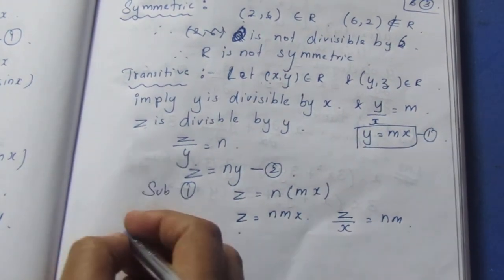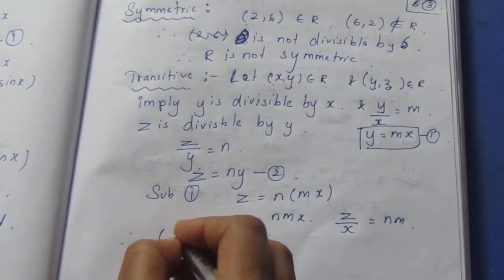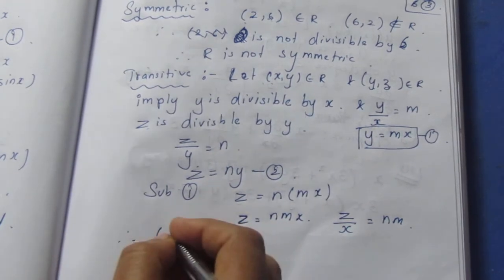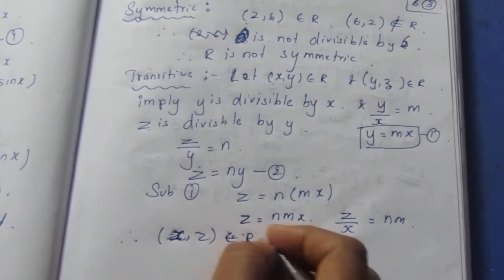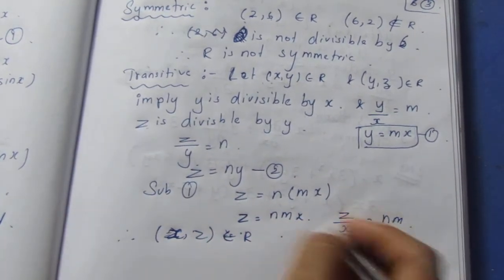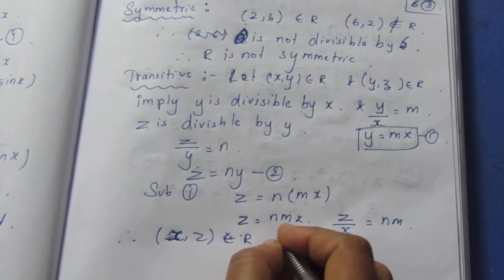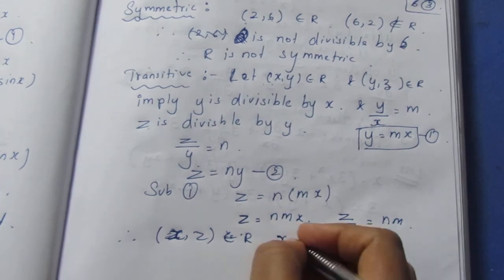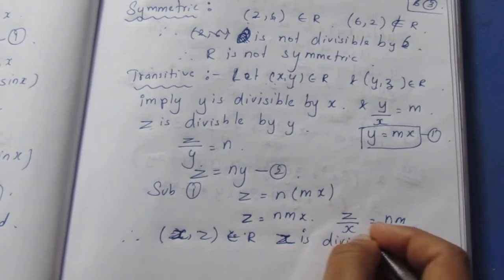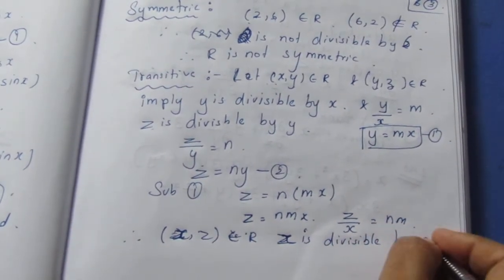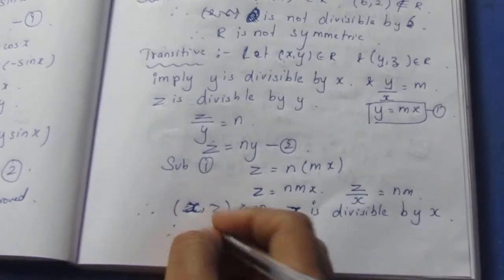This means that therefore (x, z) belongs to R, where according to this we know that z is divisible by x. So therefore R is transitive.